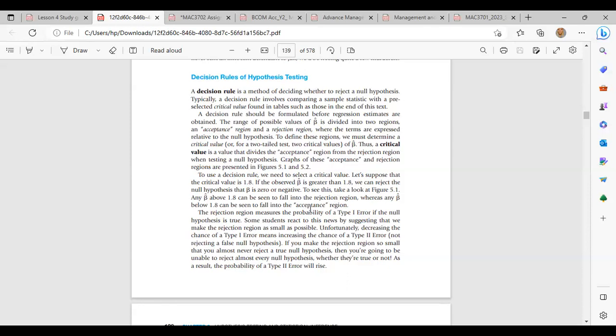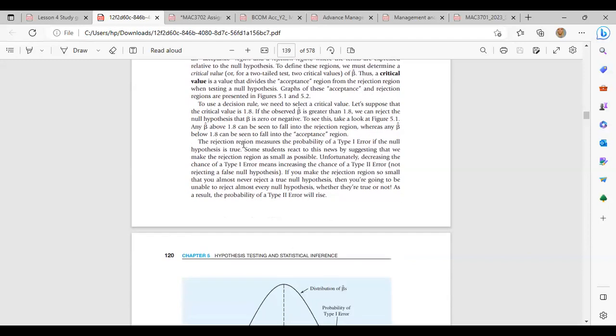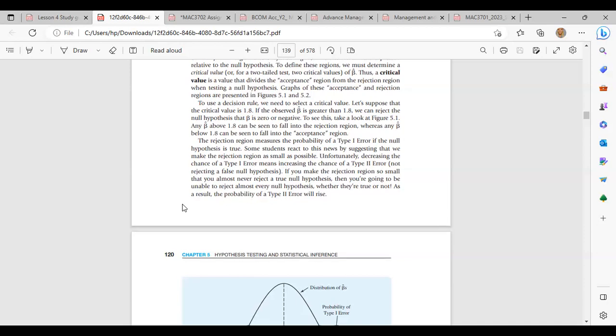All right. So we now have two regions, which are the rejection region and the acceptance region. Bear in mind what we already said here: unfortunately, decreasing the chance of type 1 error means increasing the chances of type 2 error. We already mentioned that.